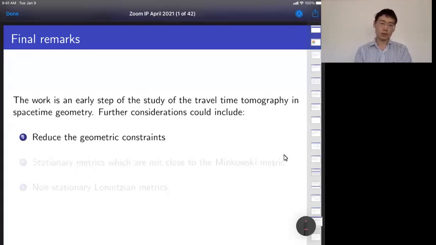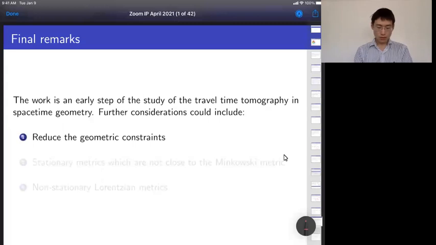One is to reduce the geometric constraints we impose here. All these assumptions 1, 2, 3 are technical assumptions which are necessary for carrying out this argument. If one can go around that and use another argument for the proof, then probably one can also reduce some of these geometrical constraints.